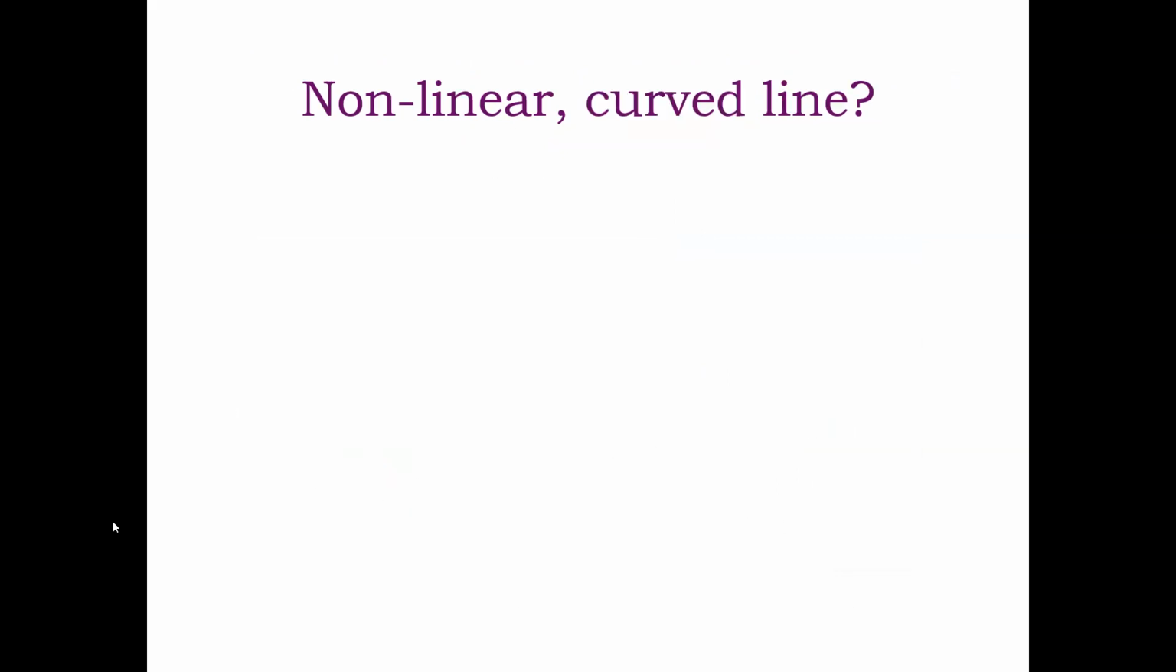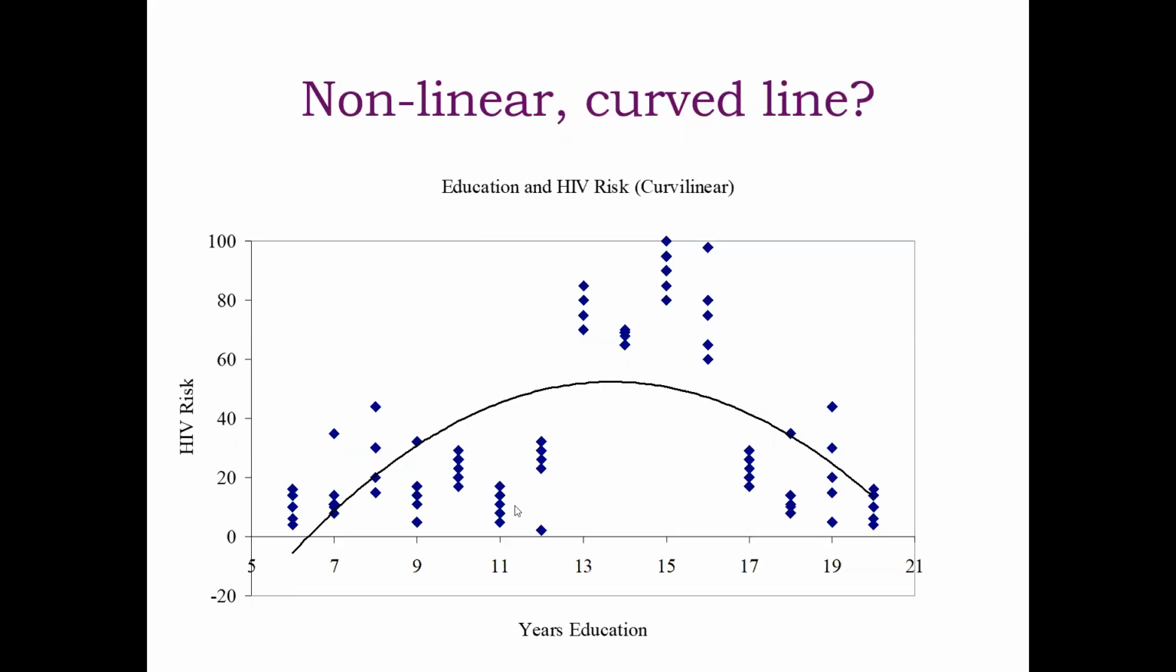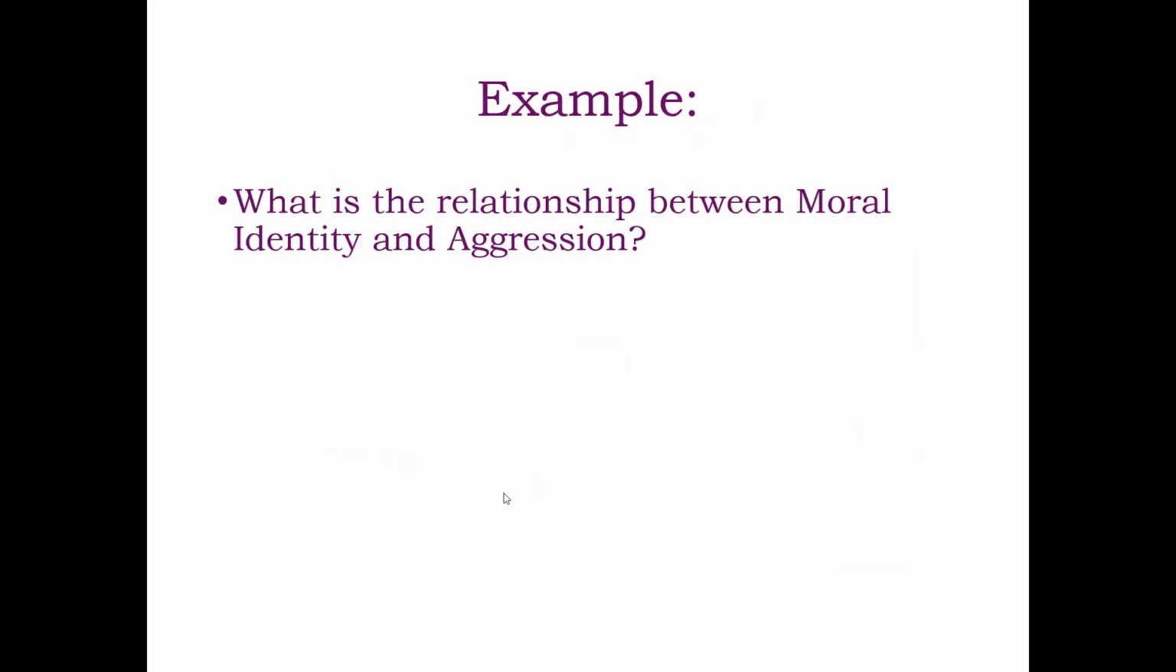Okay. If we fit it with a curved line, it tells us a lot more, but this is not a correlation coefficient. You can do this with statistics, but not at this level. All right, so let's walk through an example. For example, we can say, what is the relationship between moral identity and aggression, right? We can guess that the more people report a greater sense of moral identity, the less aggression they're going to report as well. We can guess that, but we don't know.